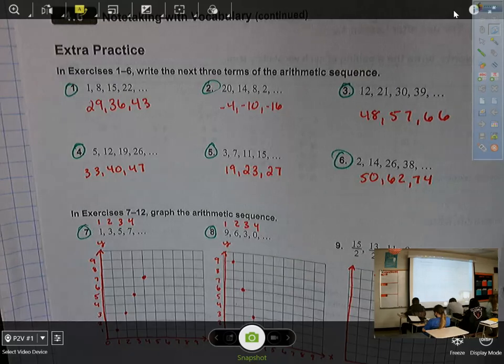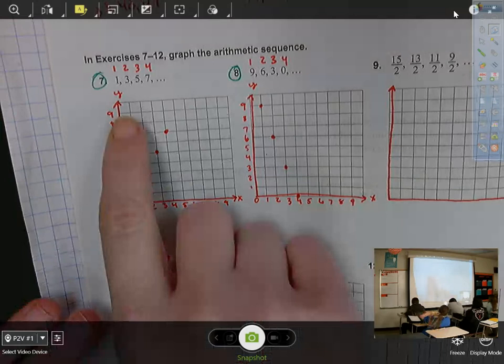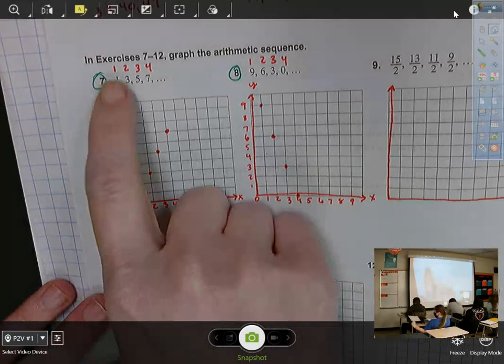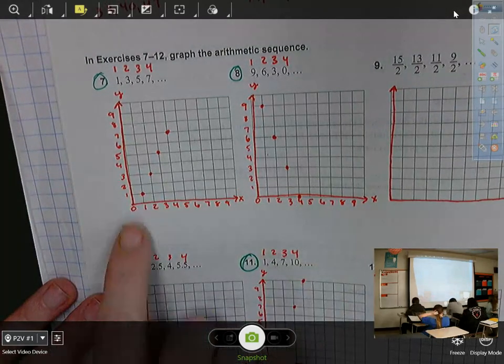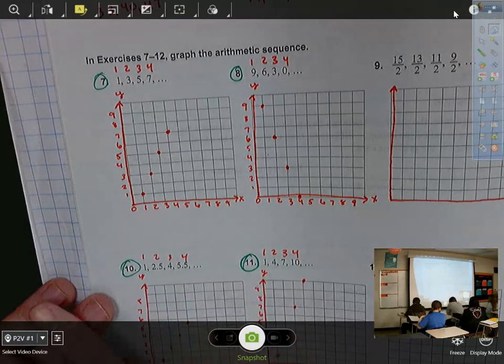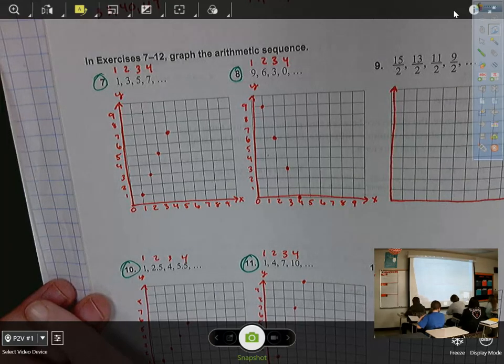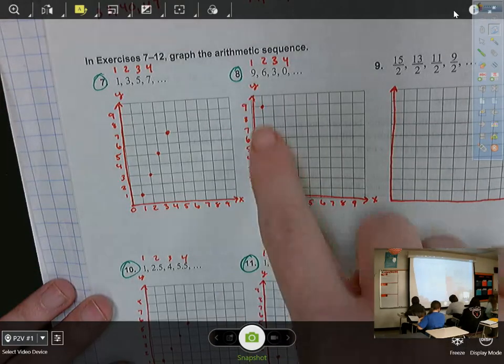Okay. Then you had to graph the arithmetic sequences. To graph one, all you got to do is give your x values, which will be 1, 2, 3, 4, and then plot those. This is what it should look like. It should be linear because it has a constant rate of change because that's your common difference. This is what number 8 should look like.